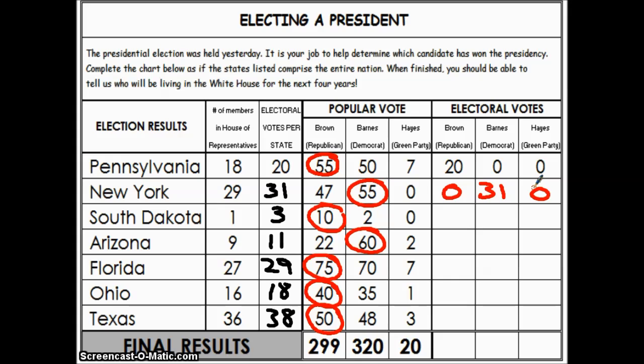And you notice we have a third-party candidate, which sometimes happens, Hayes of the Green Party, and we've had that in the elections in the 90s and in the first decade of the 21st century. So I'll kind of explain how they can impact the race here at the end.